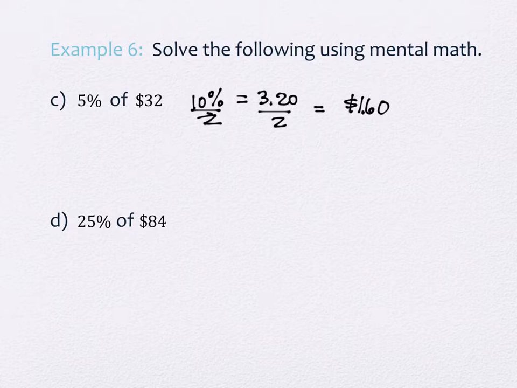Okay, so part D, it's not really meant to be a trick per se, but it is meant to show you that we don't always just double and half things and add them together and so forth. It says 25%. So is it possible that you could do 10%, double it, half it, and then add those 3 things together? Sure. But at that point, you're looking at quite a few steps. Are you with me?